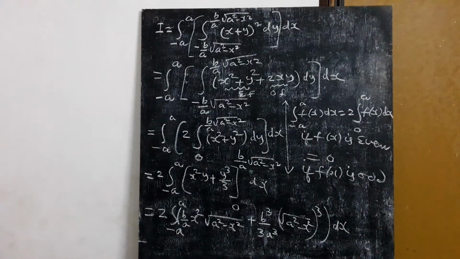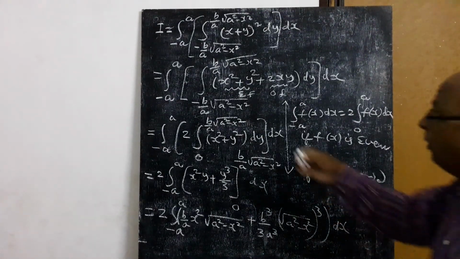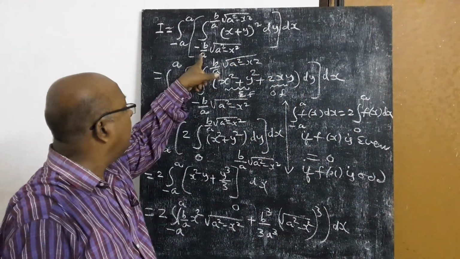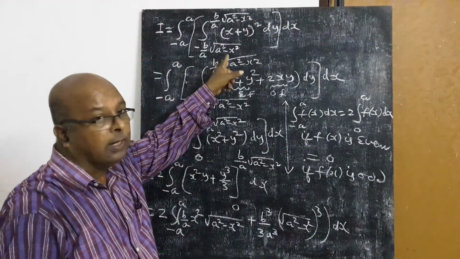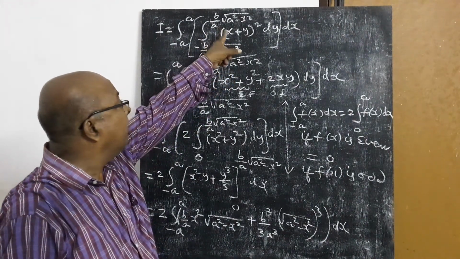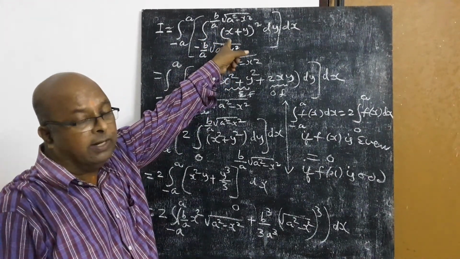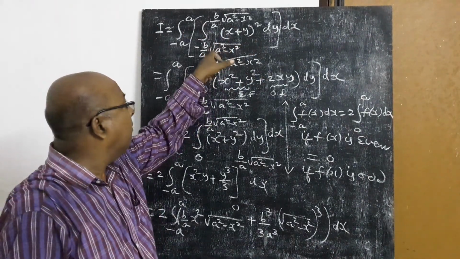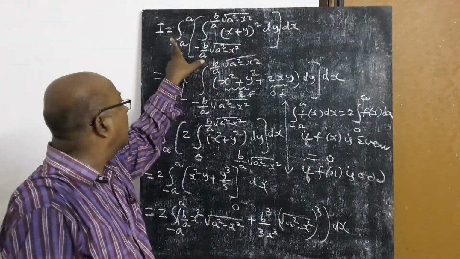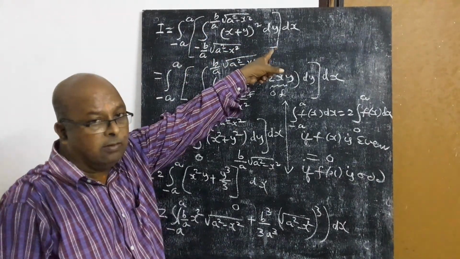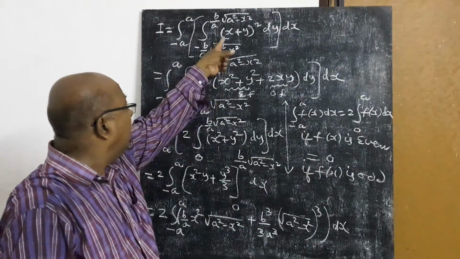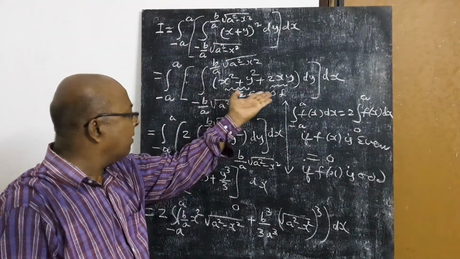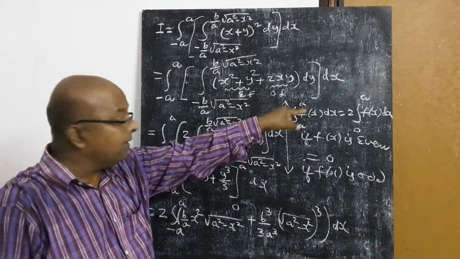So I is equal to the integral from minus a to a, integral from minus b by a root of a² minus x² to b by a root of a² minus x². The given function is (x + y)² dy dx. First with respect to y, these are the y limits; with respect to x, these are the x limits. Next, (x + y)². Using the formula a² + b² + 2ab, you write x² + y² + 2xy dy dx.